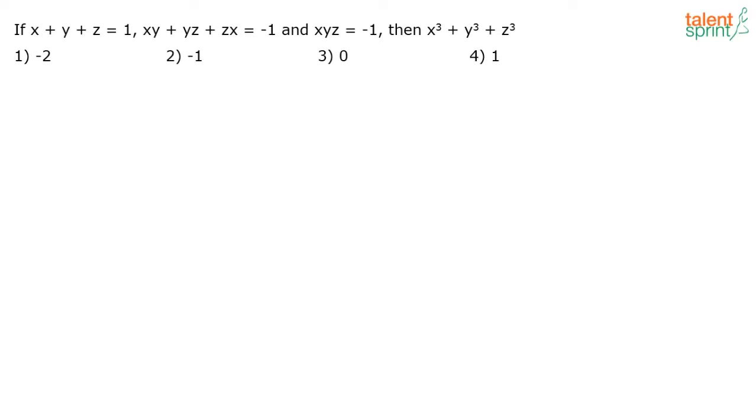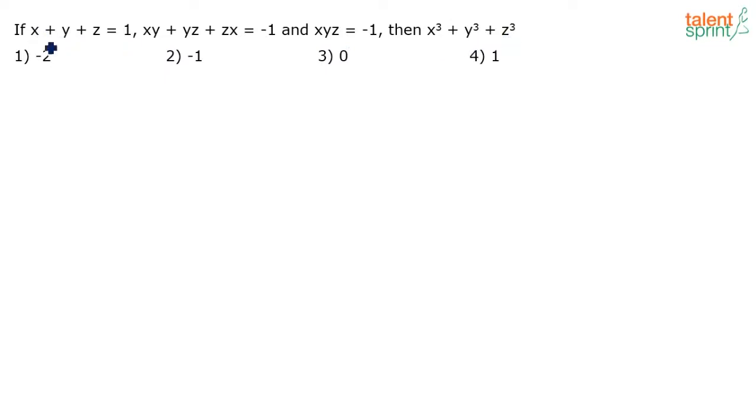What we actually need to try and understand is, will substitution be very easy in this case, or do we have to go for a regular method, right? So let's take it up. Look at what the question says. If x plus y plus z equals 1, xy plus yz plus zx equals -1, and xyz equals -1, then what is x cube plus y cube plus z cube?